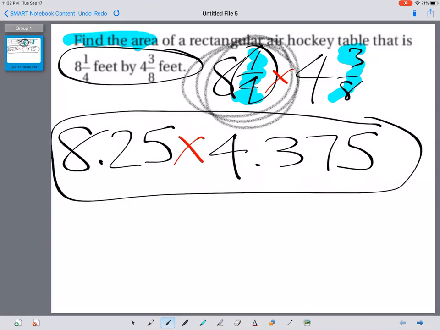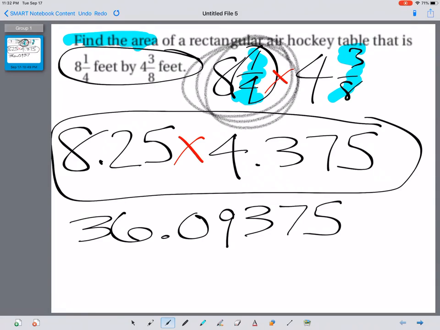8.25 times 4.375. Using a calculator, if you were to do that, you would get 36.09375. And that would be the area of a rectangular hockey table.